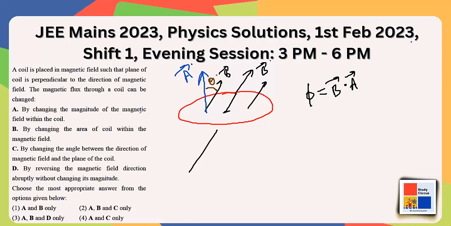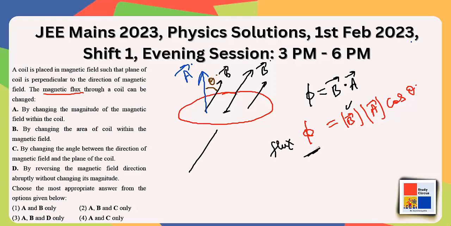By changing the magnitude of the magnetic field within the coil, can we change the magnetic flux? Of course. This phi, if I find the magnitude of phi, is the magnitude of B times the magnitude of A times cos of the angle in between. So obviously, if you change the magnitude of the magnetic field, the flux, the phi, is going to change. So this is correct, yes.